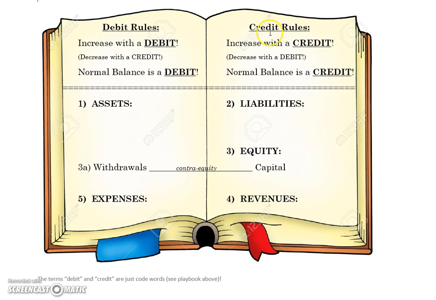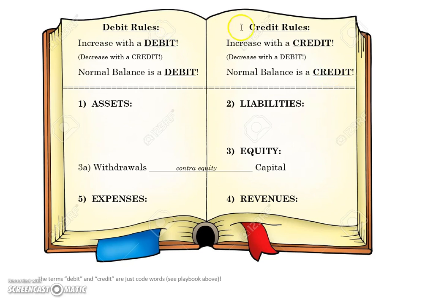However, there are also accounts that are called credit accounts. Liabilities, equity accounts, and revenue accounts are credit accounts. Credit accounts increase with a credit, therefore they decrease with a debit, and their normal balance at the end of the accounting period has to be a credit.